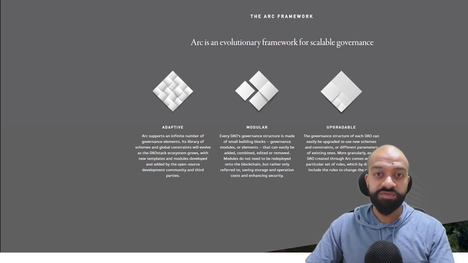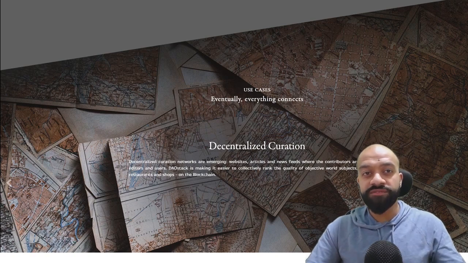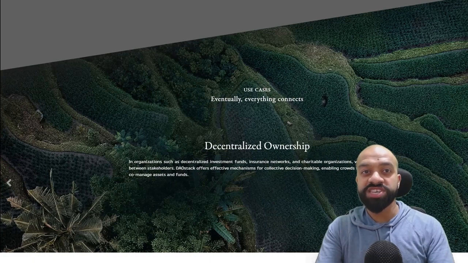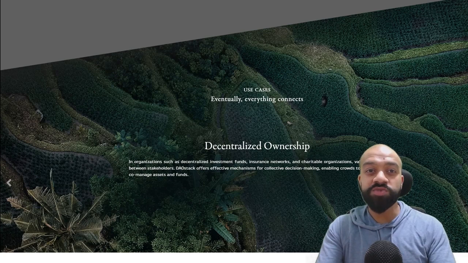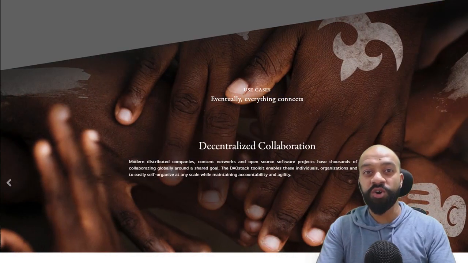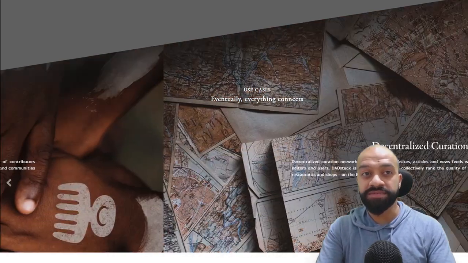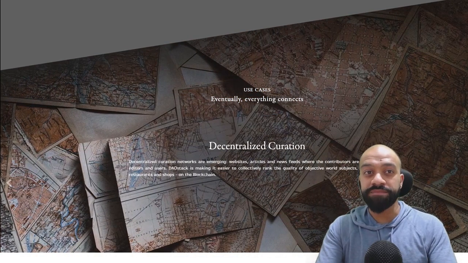Now you might be thinking, that's great. So what are some of the actual use cases for this? If we break it down, you can look at it from decentralized ownership. In organizations, you could potentially have decentralized investment funds, insurance networks, charities. Basically the value is shared between the stakeholders. And DAOStack offers an effective mechanism for collective decision making, and that really enables crowds to co-own and co-manage assets and funds.